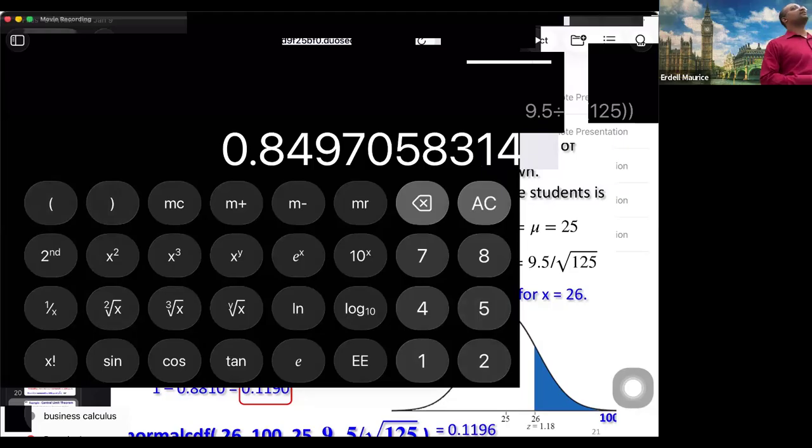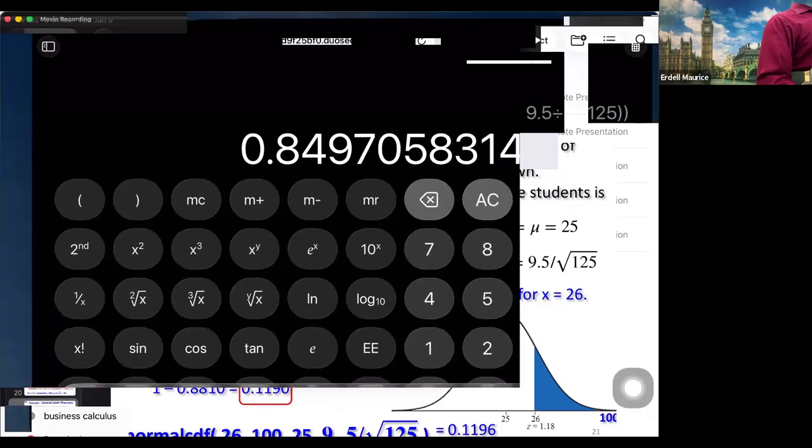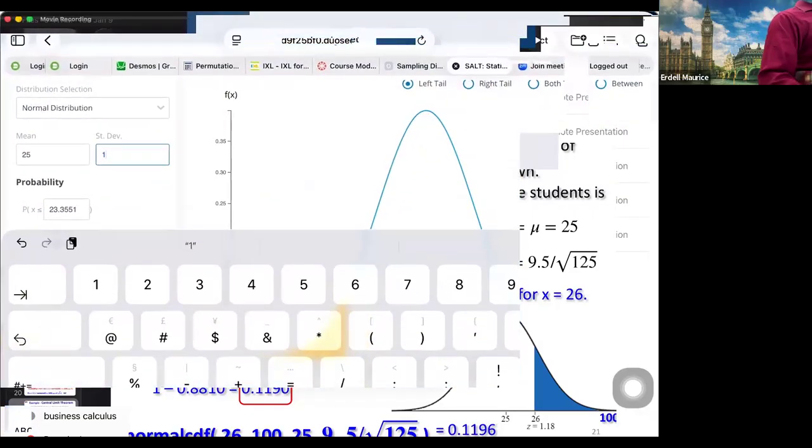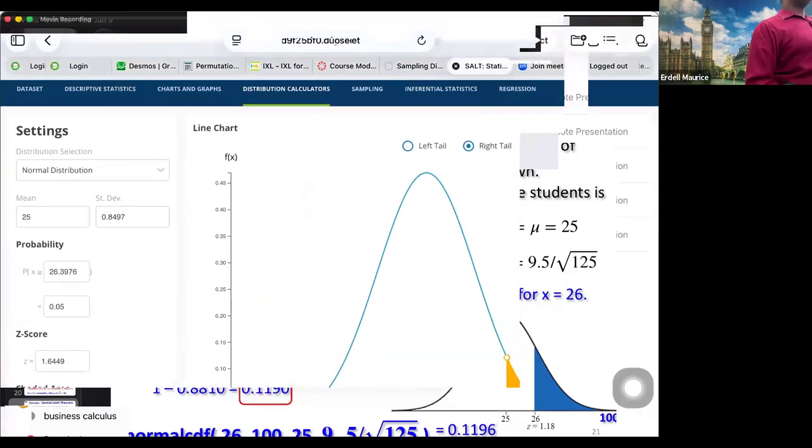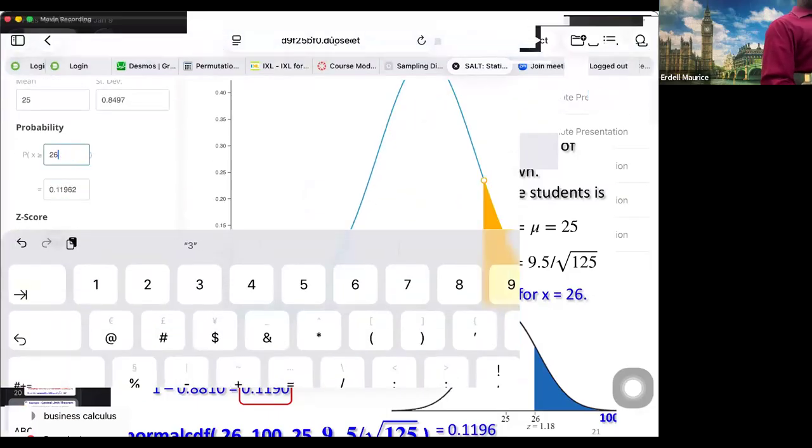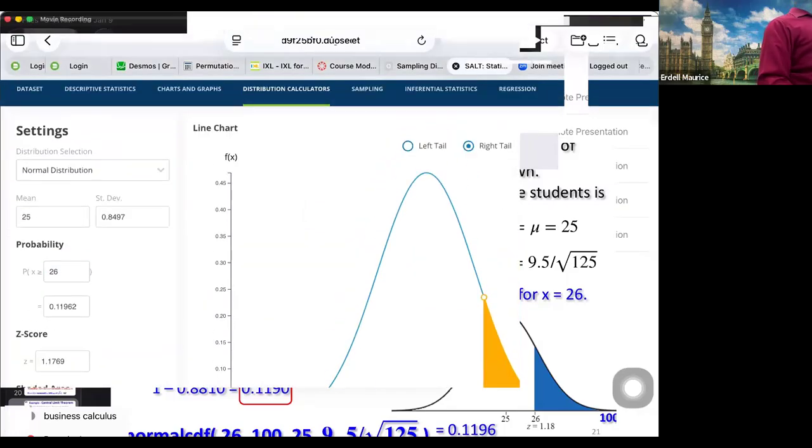That answer is 0.8497. Now I'm going to tell my students to take it to 4 decimal places. 0.8497. And so I put that in there, 0.8497 right here. I choose a right-tailed test. And I plug in the box 26 years old, I believe it was. Plug in the box 26. And there you have it. There is a 12% chance, 11.96. There's about a 12% chance that a group of 125 students, their average age will be greater than 26 years.